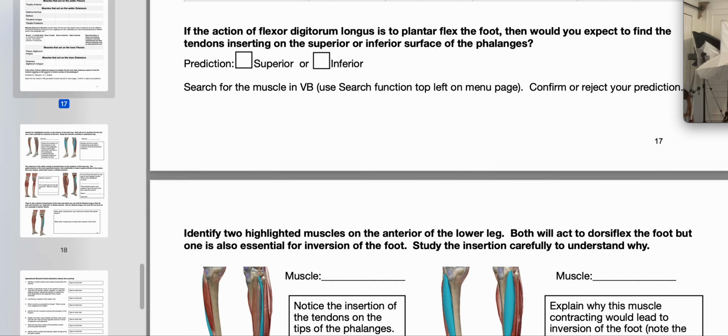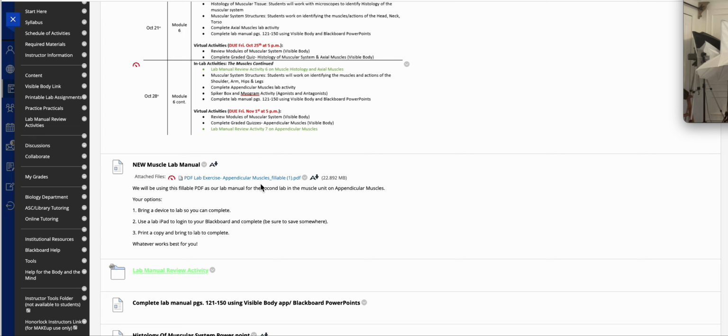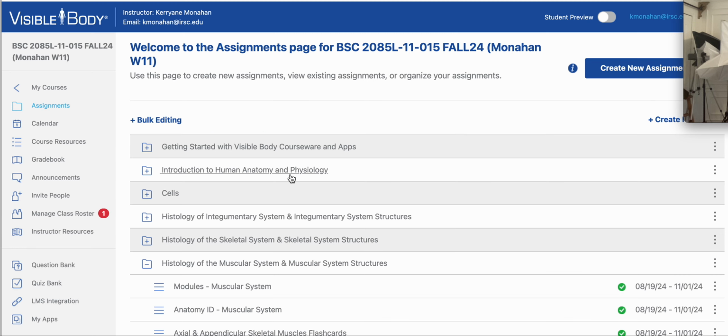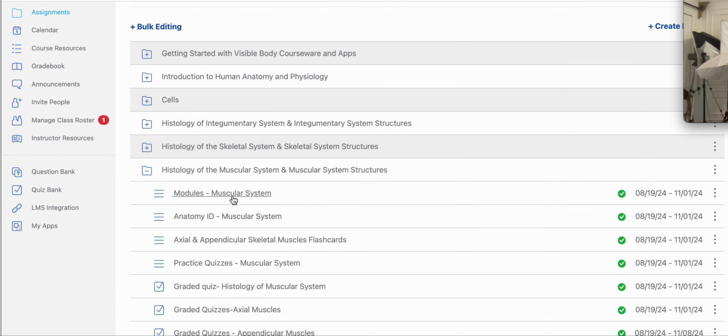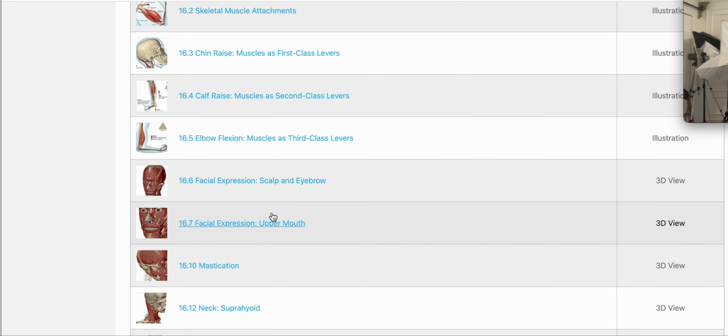Now, I also want to show you a couple more things. So let me just close this guide out. So definitely spend time in this activity completing that. I do also want to remind you that you have assigned modules on the muscular system. So if we click here, it will bring us to the muscular system, and you can click on any one of these.